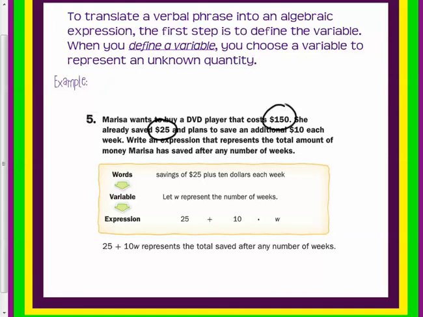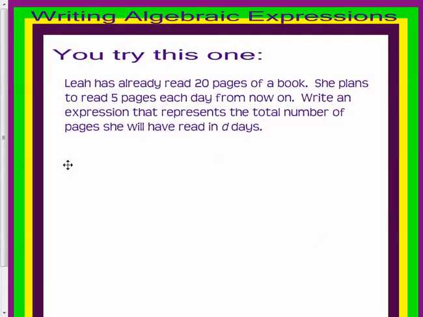So if she wants to buy a DVD player that costs $150, we can work backwards. We know that means she already has $25. So she really has $125 that she needs, right? And we can figure out from there how many weeks she needs to save. Okay, let's look at the next one.